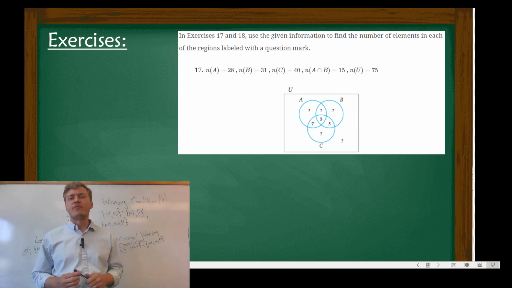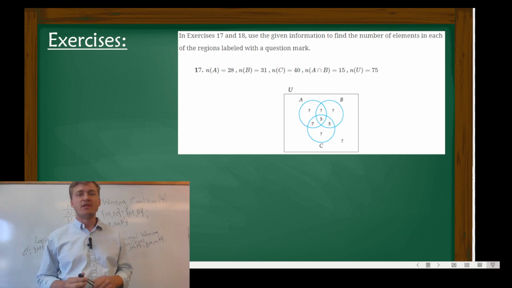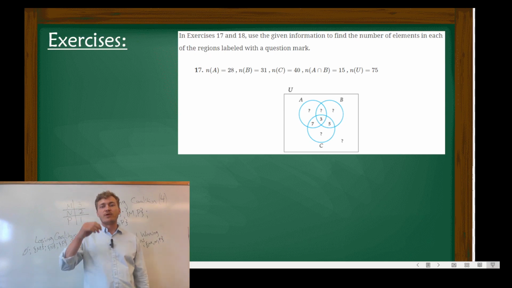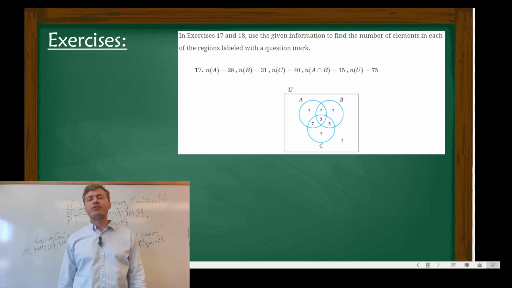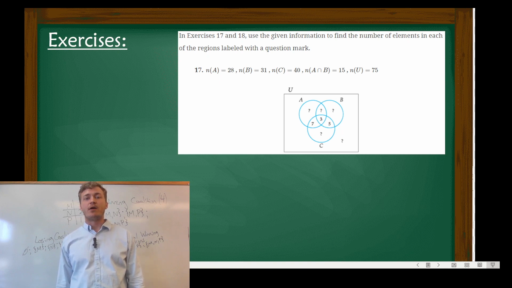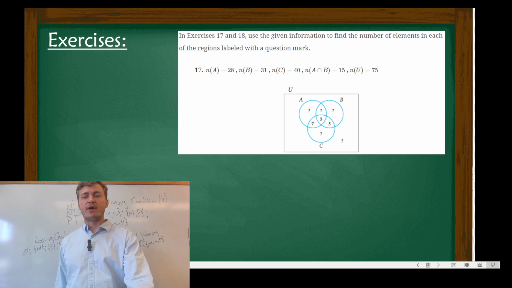Following exercise: use the given information to find the number of elements in each of the regions labeled with a question mark. So again, with 8 regions given to us, if we're taking 3 sets and placing them in a Venn diagram, we have 8 regions to consider. In this case, we're being given some information about our three sets, A, B, and C, the intersection of A and B, and then the number of elements in our universal set. So can we find our remaining information? I'll give you a moment to pause the video and see what you can come up with, and I will do the same as I create my Venn diagram and look to fill in the blanks.